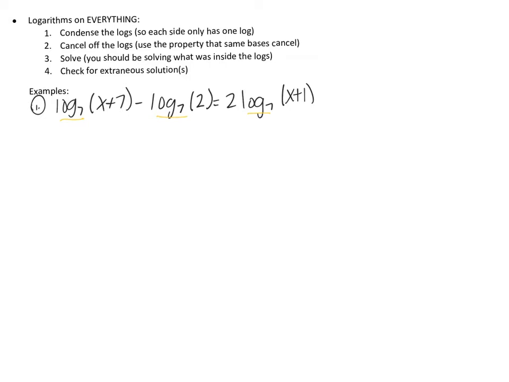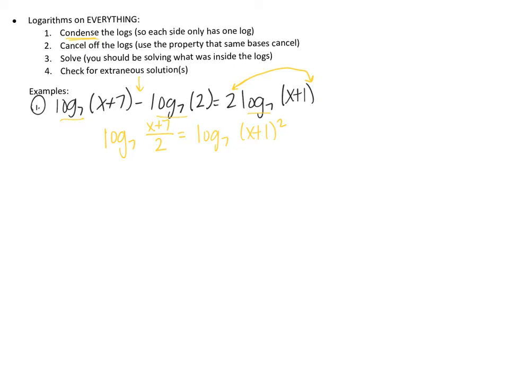In this scenario, I want to make sure that each side of the equation only has one log, condensed as much as possible. So we're going to use those condensing properties that we have looked at for logs, where subtraction ends up being division. So I'm going to have log base 7 of x plus 7 divided by 2 equals, remember in condensing, the number in front is now going to become the exponent, so log base 7 of x plus 1 squared.